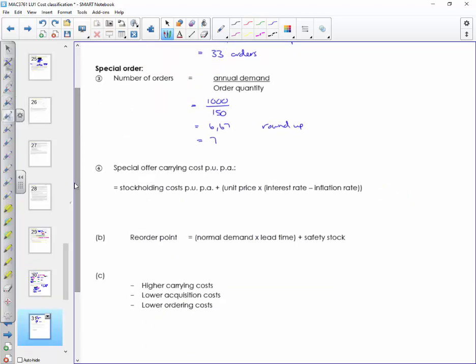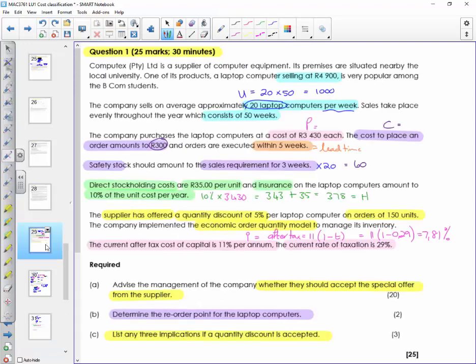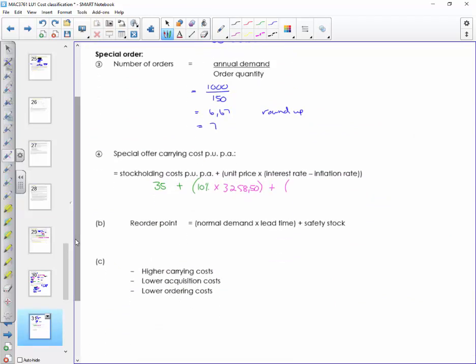The stock holding costs, they said it is 35 Rand per unit. The insurance was a percentage, remember 10% of the unit price. Now remember, we are paying less for this thing, 3,258 and 50 cents, and insurance is 10% of that. Then we are going to lose interest after tax. What was that after tax interest rate? 7.81% of that purchase price, because we are tying money up.